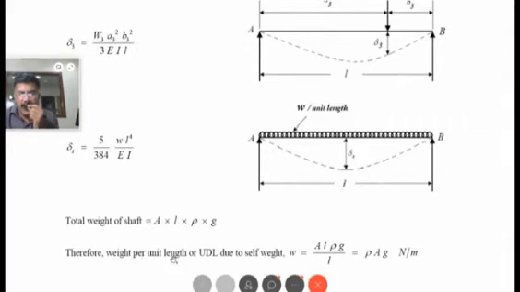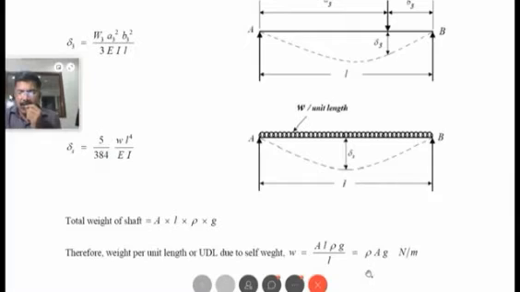അപ്പൊ നമുക്ക് കിട്ടും, therefore the unit length UDL due to self weight W is equal to total weight divided by the length. So L and L cancels. It becomes rho into A into G, rho AG. That much Newton per meter or Newton per millimeter. In this way you can find out.